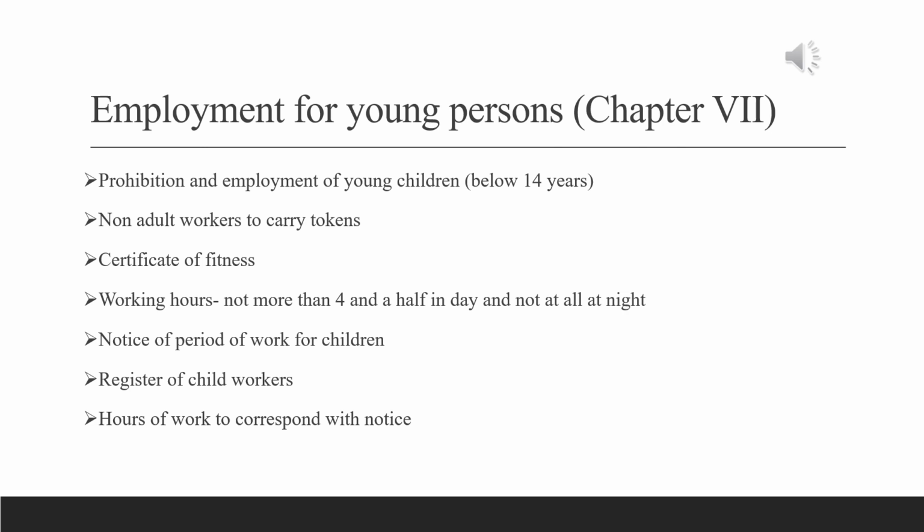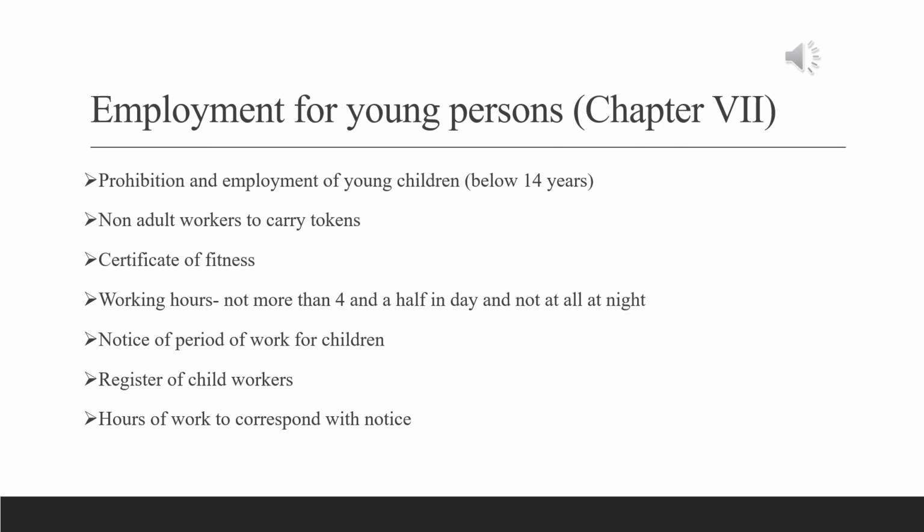Certain provisions are provided for employment of young persons under Chapter 7 of the Act. It states that no child who is less than 14 years of age shall be allowed to work in any factory. An adolescent should also not be allowed to work in a factory unless a certificate of fitness has been granted to him under Section 69 of the Act. A certifying surgeon can issue a certificate of fitness to an adolescent only when the manager of the factory and the guardian of the adolescent sign a document that he will be employed in that particular factory.